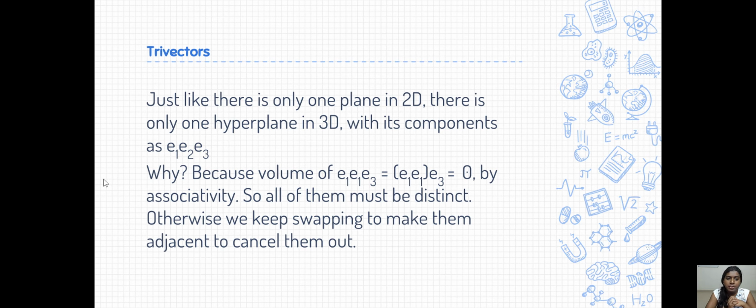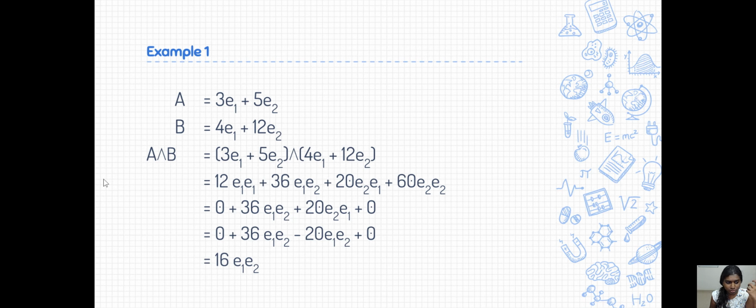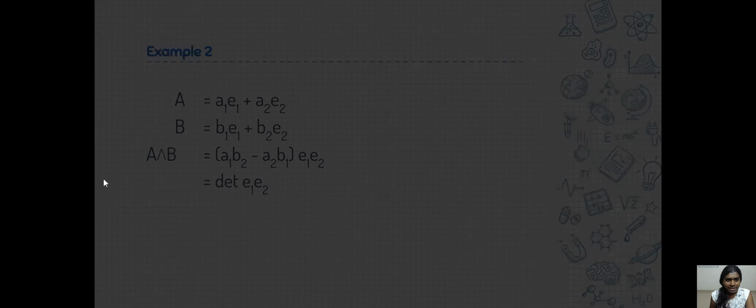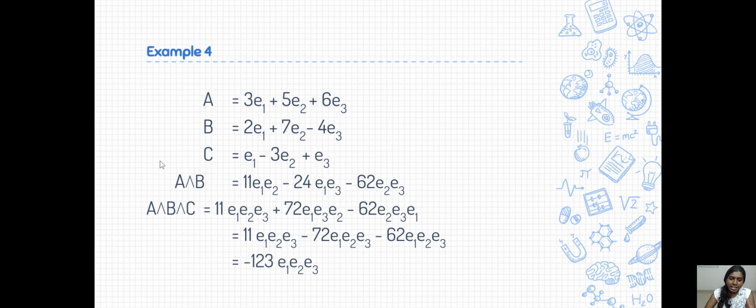So now we are ready to graduate to trivectors. Remember, in the first example, we had only e1, e2. There is only one 2D plane in 2D. Similarly, there is only one 3D hyperplane in 3D whose components are e1 e2 e3. Why? Because every other combination vanishes. For example, e1 e1 e3, you can apply the associative law and say e1 e1 vanishes to 0, so the whole thing vanishes. So all of them must be distinct. We'll take a first example.